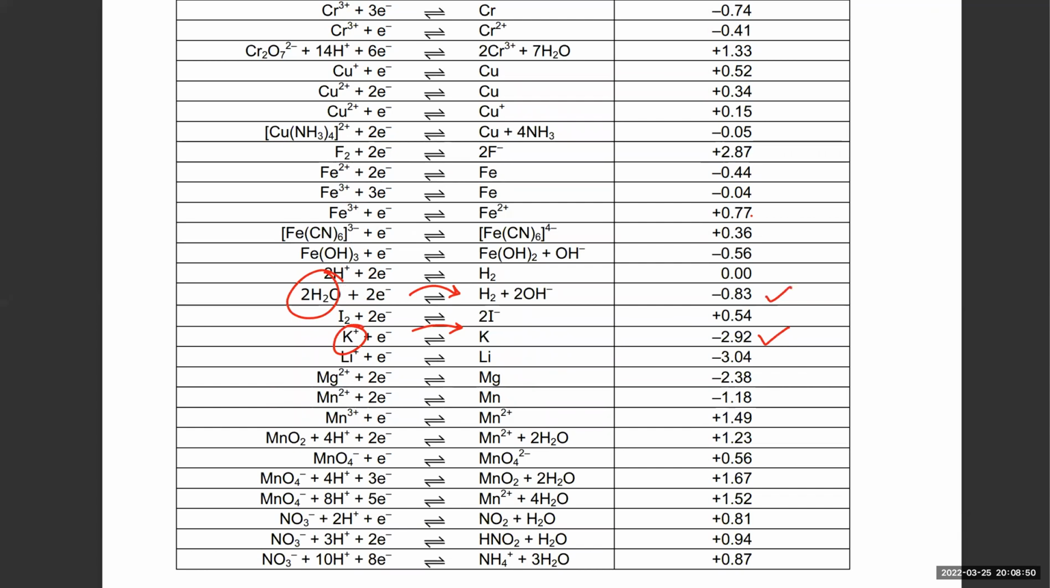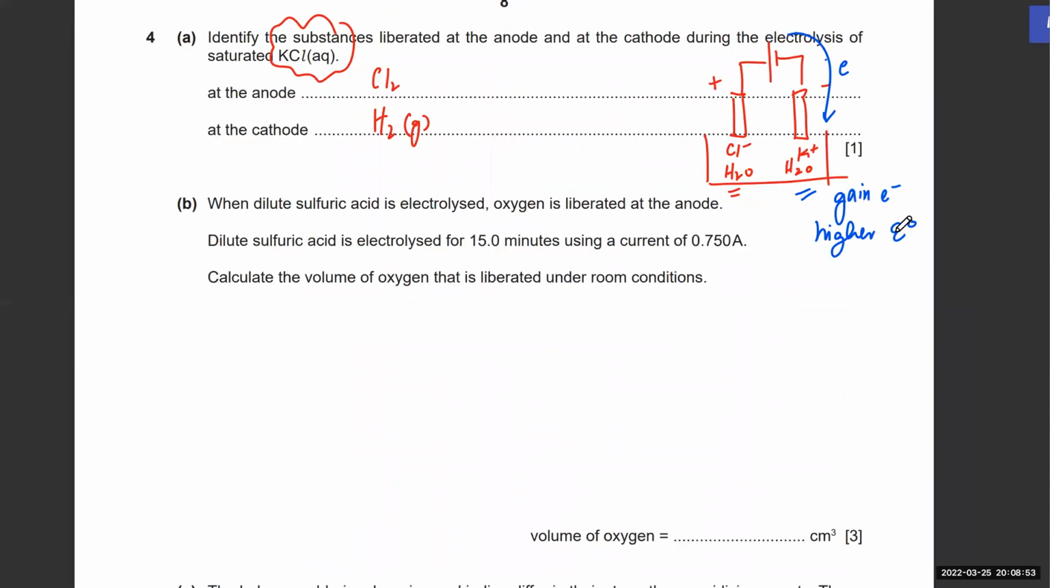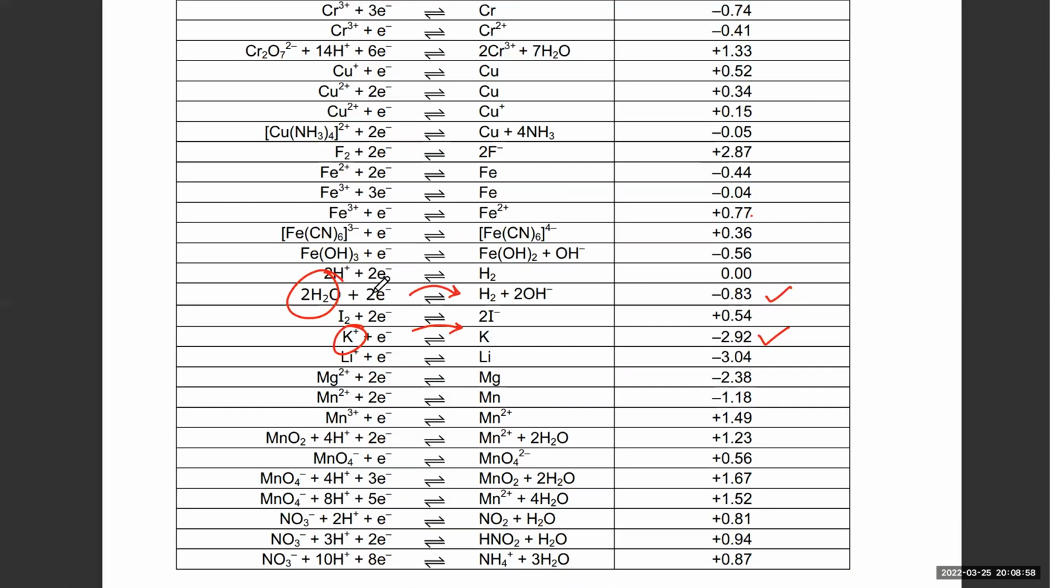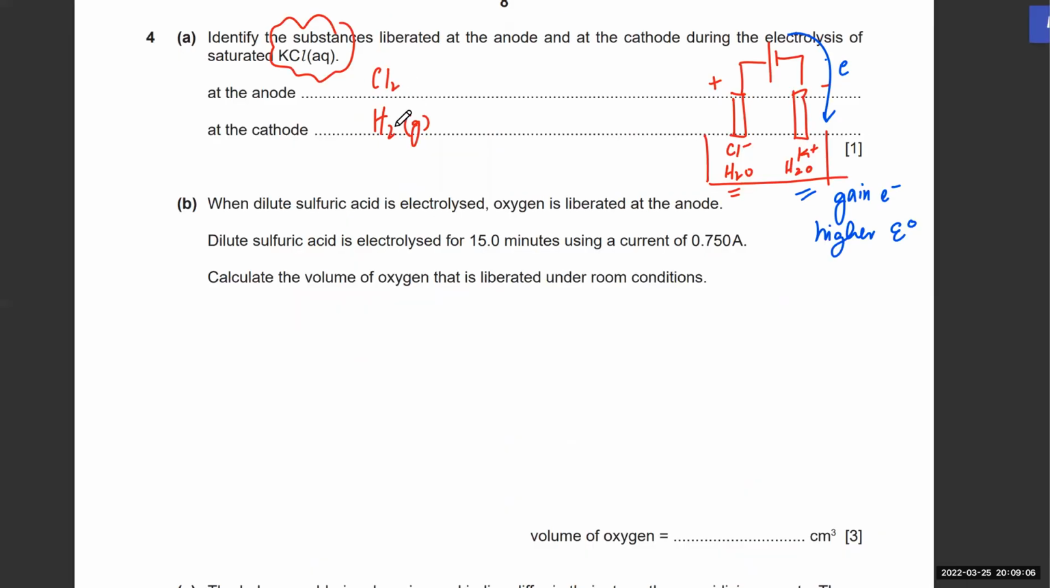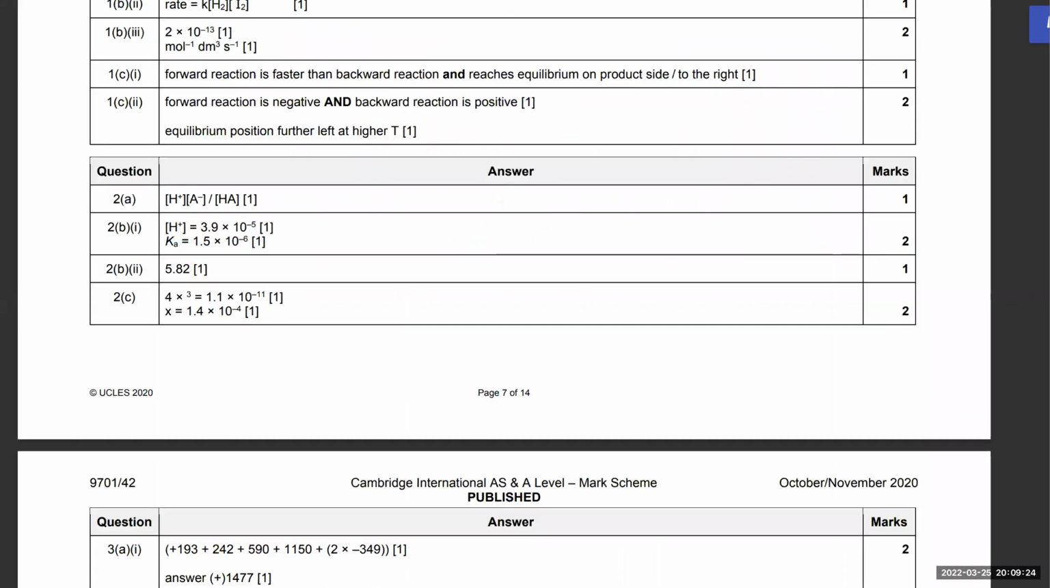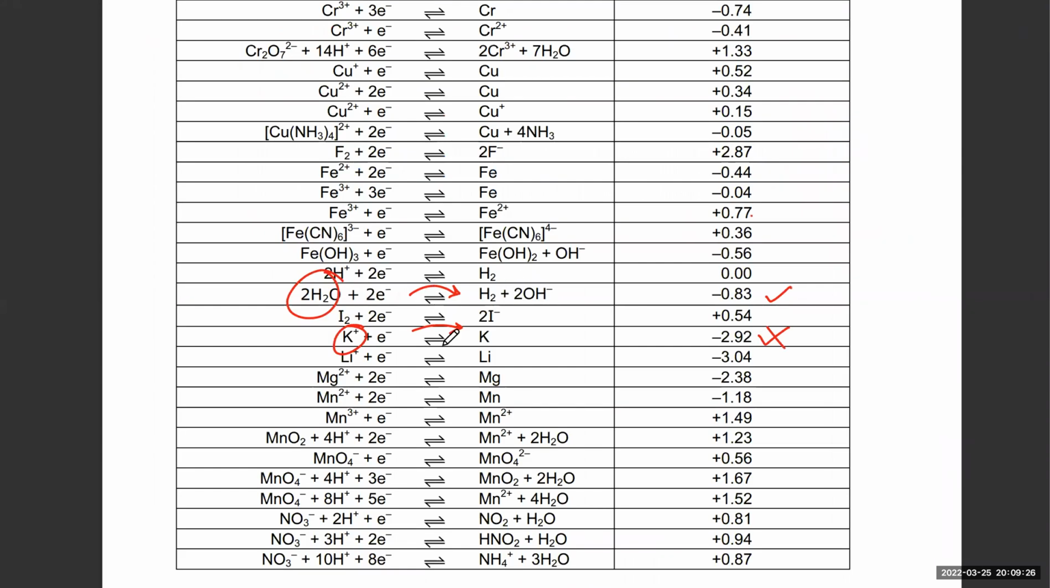So what did we learn in electrochemistry? Who gains electrons? The one that has a higher E naught. So out of the two, which one has a higher E naught? It's going to be the water equation. They didn't ask for the actual equation, but the actual equation is 2H2O gaining 2 electrons to form H2, and it will produce 2 OH ions, and the potential for that is minus 0.83 volts. So hydrogen gas is going to be liberated, and the A-level method is this one.